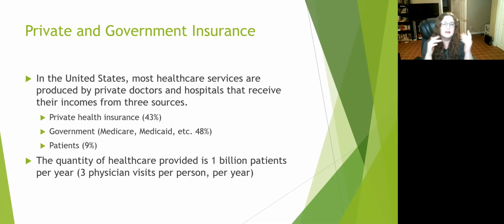So then we have the idea of this mix of private insurance and government insurance, and this is what we have in the U.S. right now. So right now, about 43% of our health insurance is private. We have about another 48% that's government, and then 9% of healthcare is actually just paid directly out of pocket. So these are patients that have no insurance whatsoever that just pay cash.